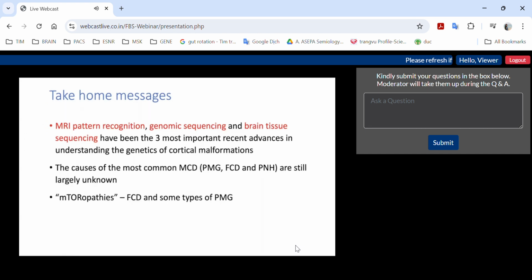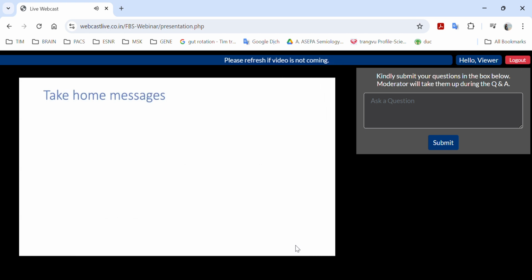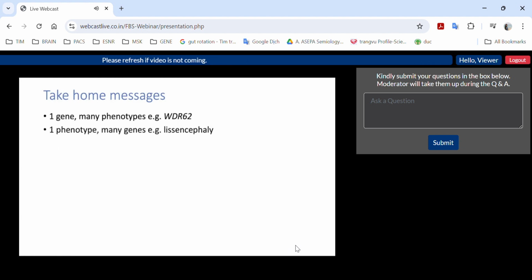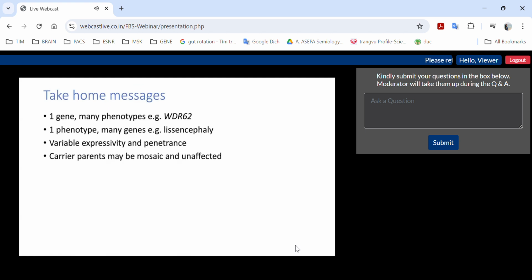mTORopathies can cause both FCD and PMG. There's different models, as I've mentioned, germline, somatic and two-hit. One gene can cause many phenotypes. One phenotype can have many genes, which as I've shown you. There can be variable expressivity and variable penetrance. It can make genetic counselling quite difficult. In addition to which carrier parents can be mosaic and unaffected occasionally.